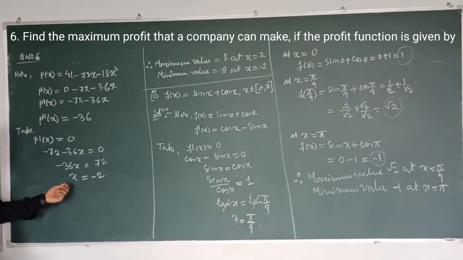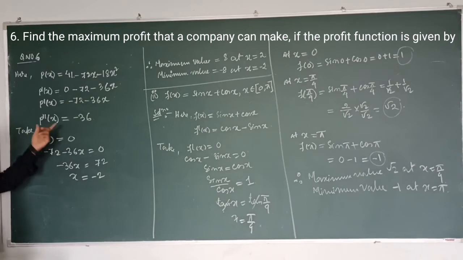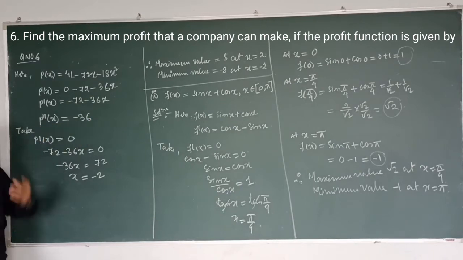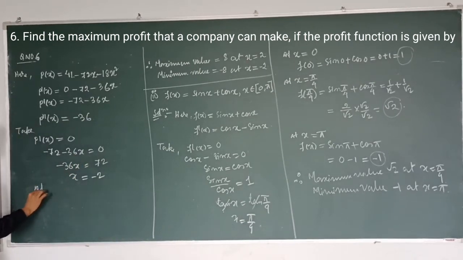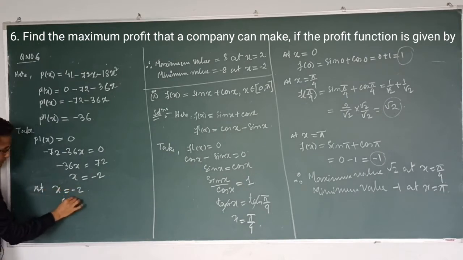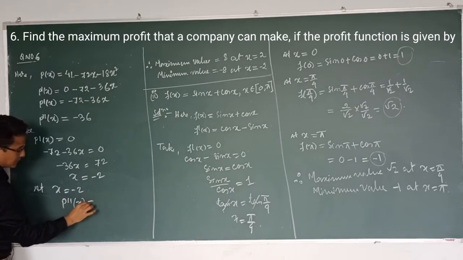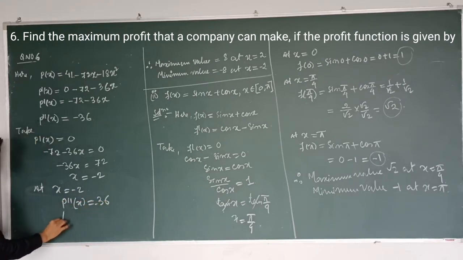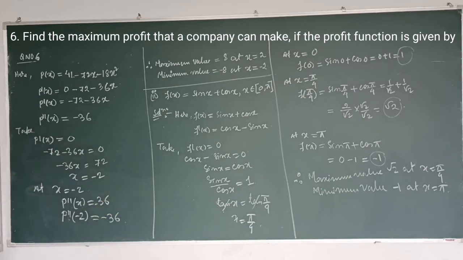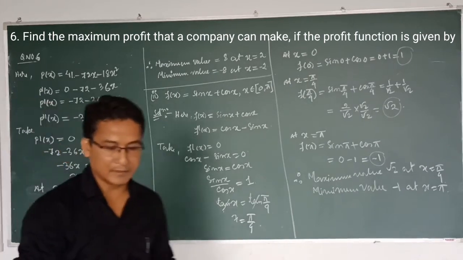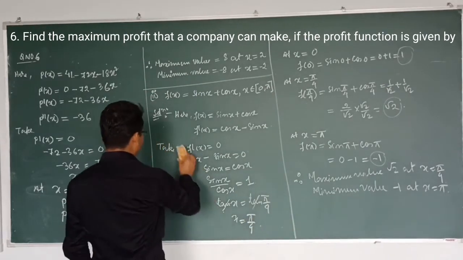Now we check that at x equal to minus 2 we get the profit or not. There is no value of x to put here, so obviously the profit is maximum. Therefore at x equal to minus 2, P double dash of minus 2 equals minus 36. Clear? Minus 36, therefore it has a maximum.